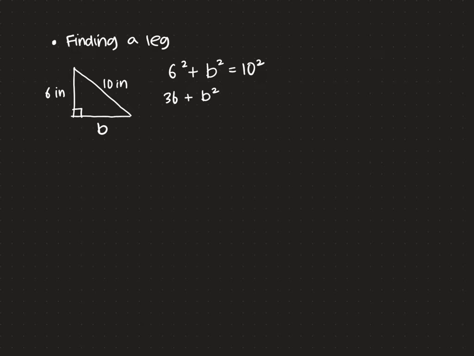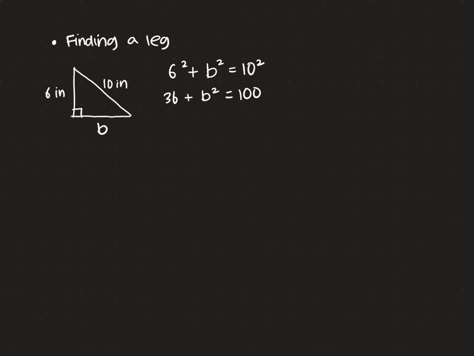Sometimes they're going to give you the hypotenuse, but you may be missing one of the legs. So let's go ahead and find a leg using the Pythagorean theorem. Let's say we have a triangle with one of the legs as 6 inches and the hypotenuse as 10 inches. So you're going to be missing a side. I'm just going to call it B, and plug it in. So it's 6 squared plus B squared equals 10 squared. When I simplify the numbers, it's 36 plus B squared equals 100.